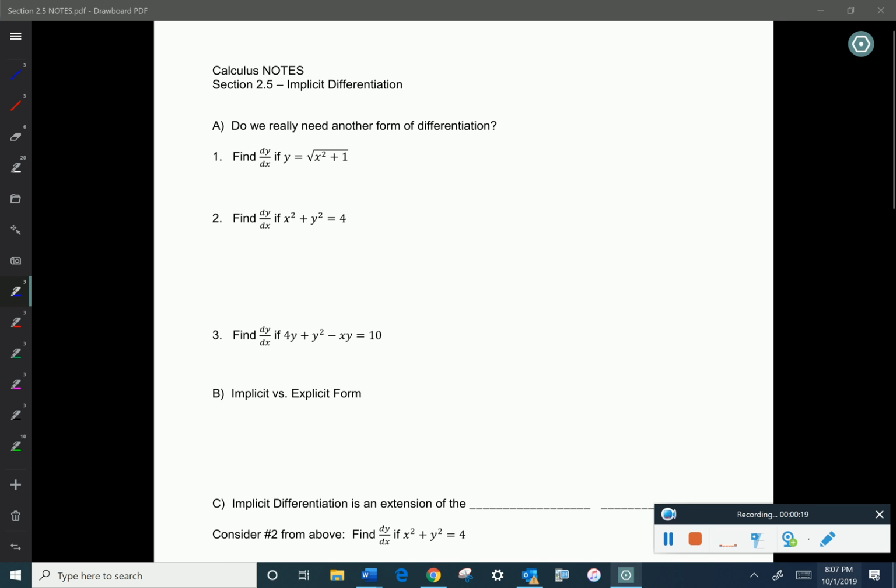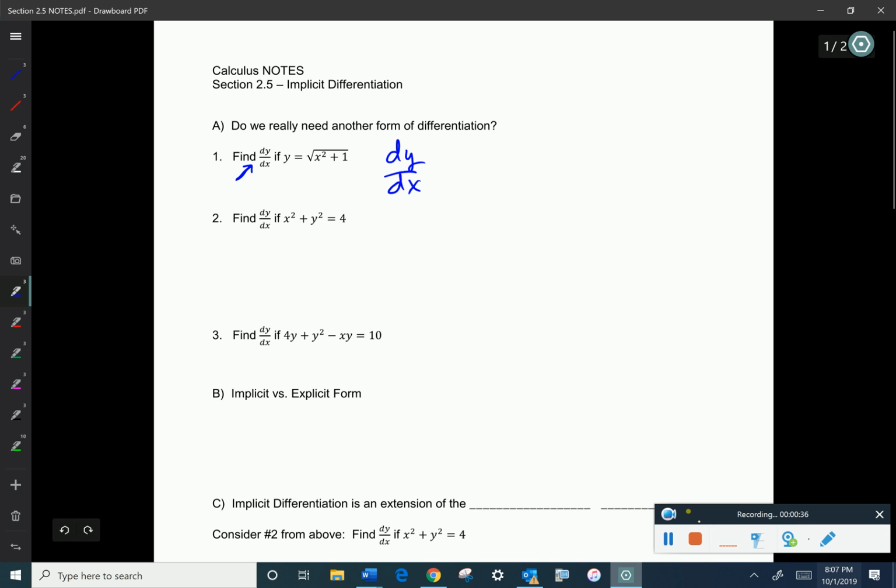When we start doing implicit differentiation, we're going to start seeing notation more like this, the dy/dx, for the derivative, as opposed to y prime or f prime of x. So I would say, all right, the derivative of y is dy/dx.